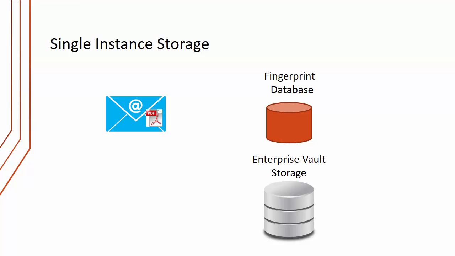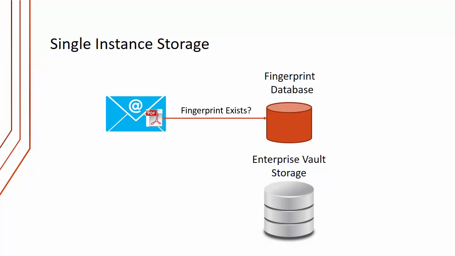Enterprise Vault also does something called single instance storage. What this means is that when an email is archived, in this case an email with a PDF attachment, it will check whether that file has been archived before. It does it by passing it through what we call a fingerprint engine, where it creates a hash of the attachment and checks whether that hash already exists in something called the fingerprint database.